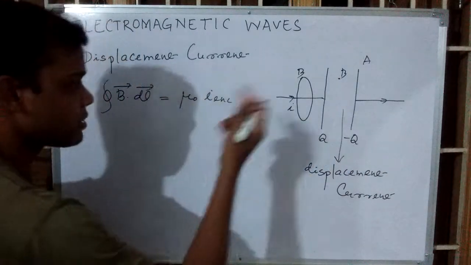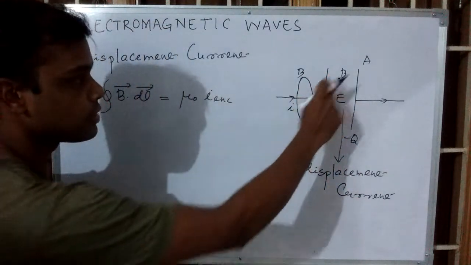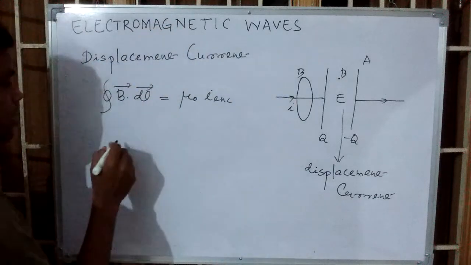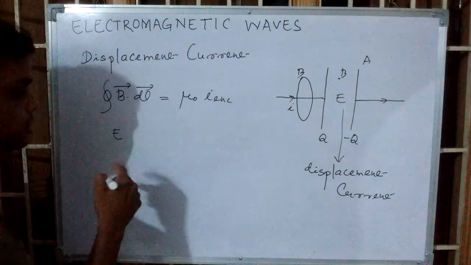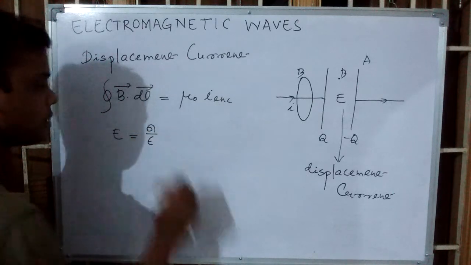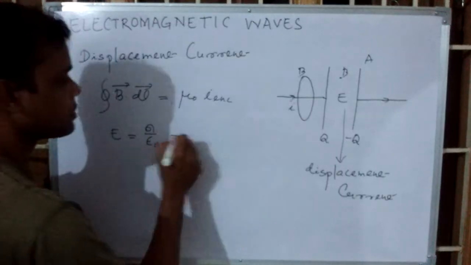Suppose, first I will start from the electric field. What is there in between these plates? First of all, there is one electric field. Recall from the parallel plate capacitor topic that the electric field inside the capacitor is sigma by epsilon naught. This is equation 1.